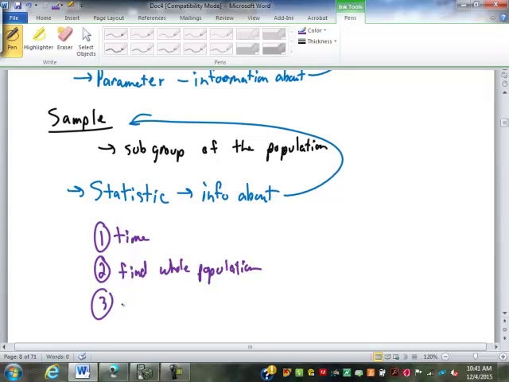The third is money. It's expensive. Every person you call or send a survey to in the mail or whatever costs something. And you usually have a limited budget. You can't afford to do that.